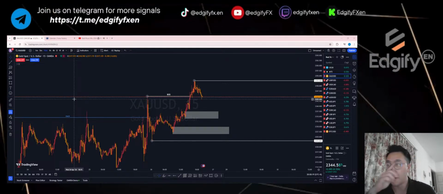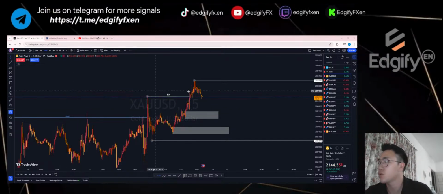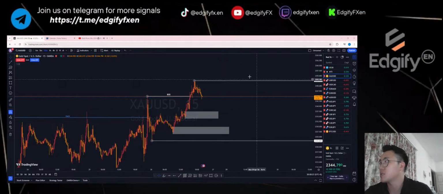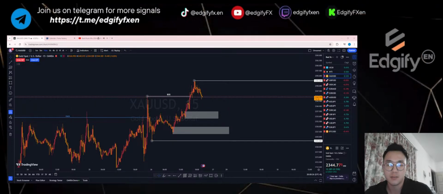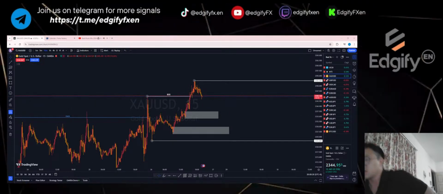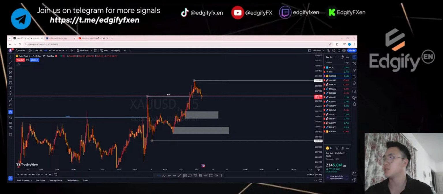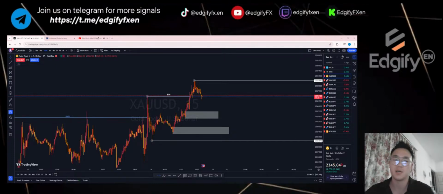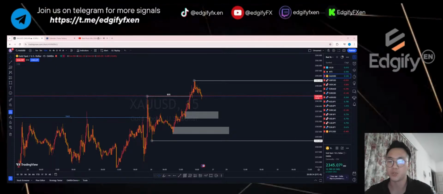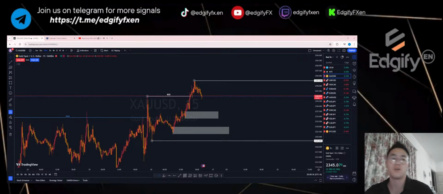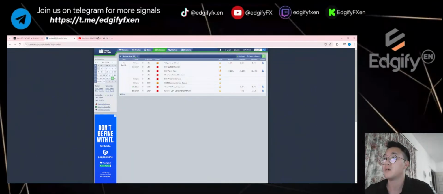Okay, so let's just get started with analysis. Basically just looking at the chart and marking out our zones to see where our potential zones are that we can look for either buy or sell.